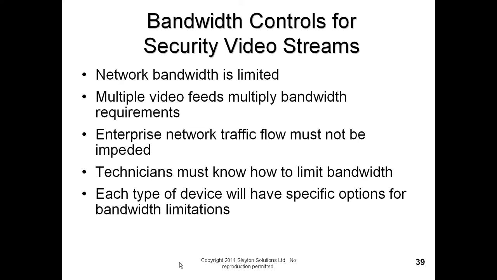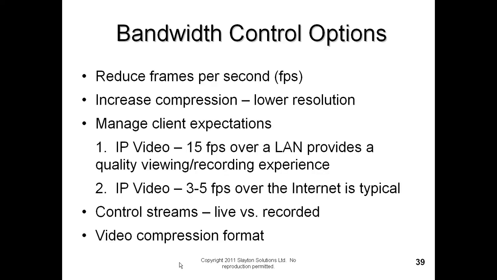So if we are sharing the network, we've got to limit the bandwidth, and we need to know how to do that. And every device we install will have specific options and methods by which to limit the bandwidth. Now, the first thing you can do, and the easiest thing you can do to limit the bandwidth, is to reduce the frames per second that are transmitted.